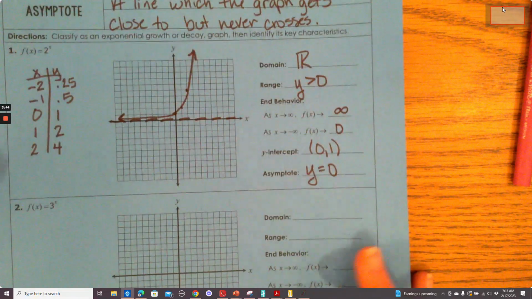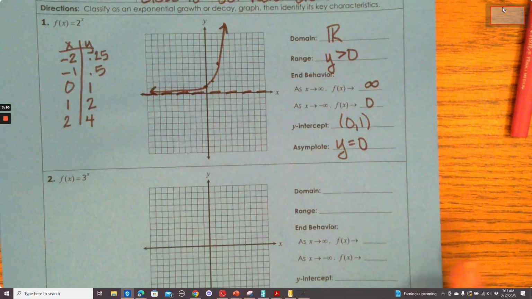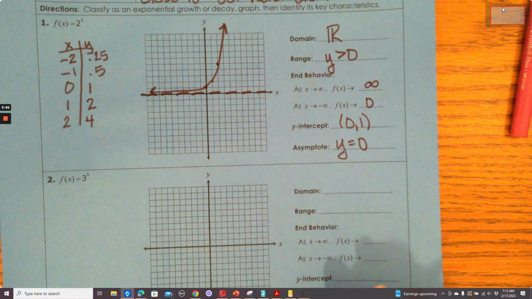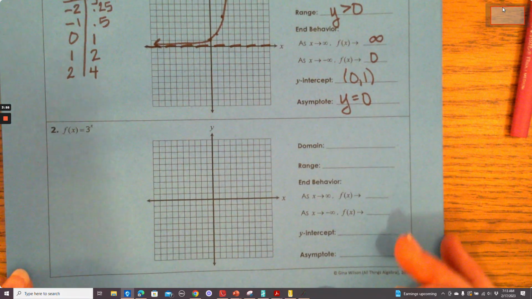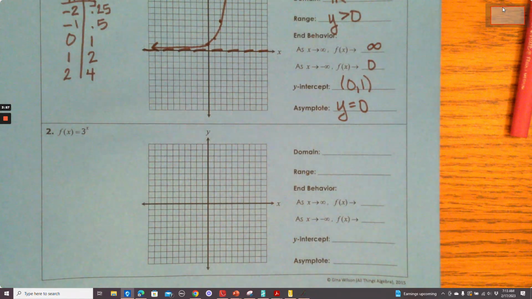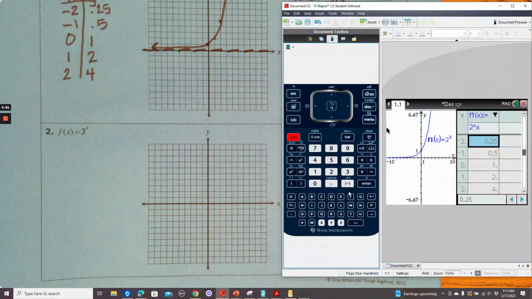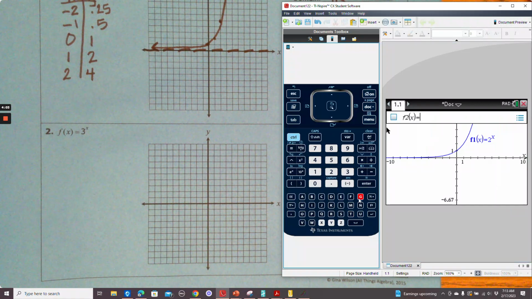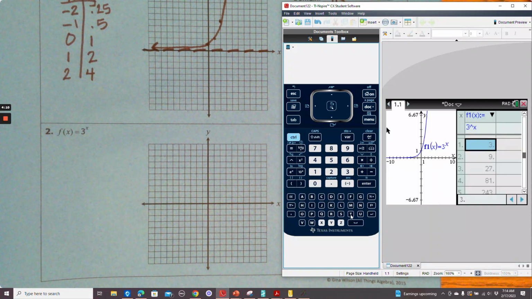Okay, so let's do this one, 3 to the x. So if you need a pause to write any of that down, you can. All right, so 3 to the x, we could do the same thing. We can create a table. So I can go in here and create me a table, and I'm just going to change this to a 3 and pull up the table.